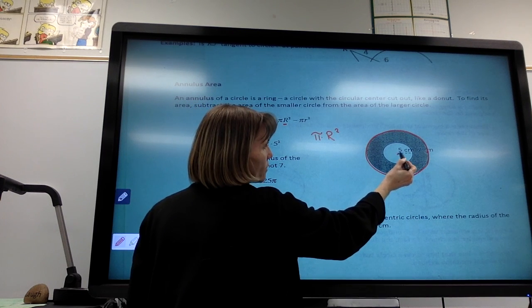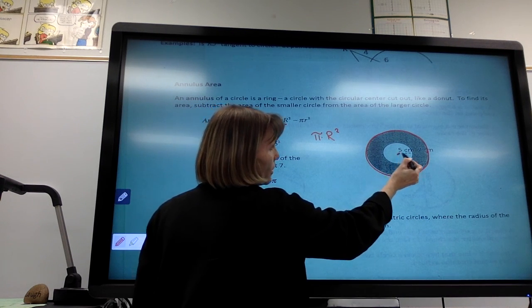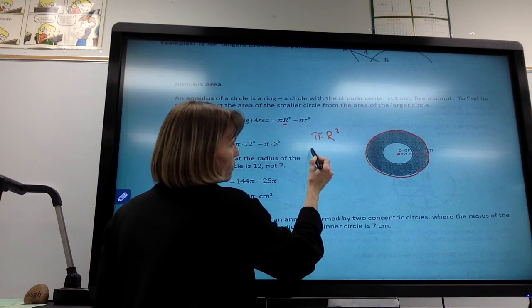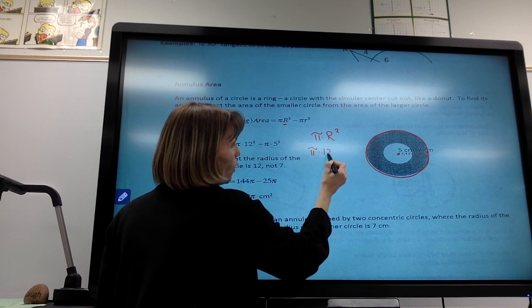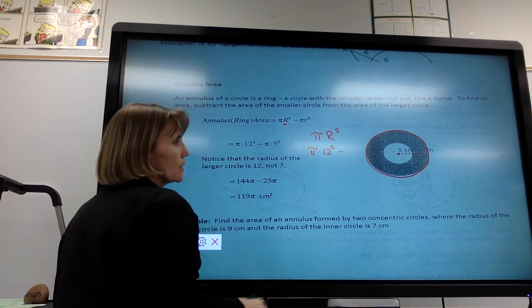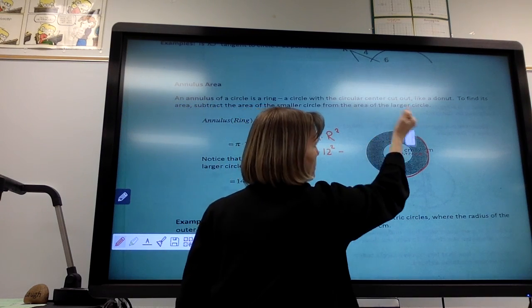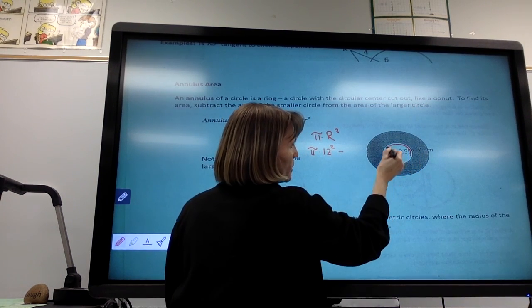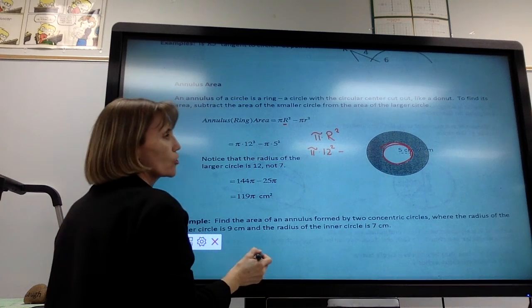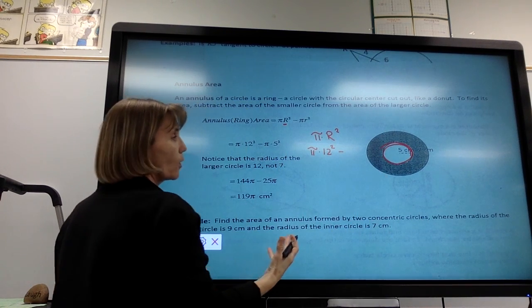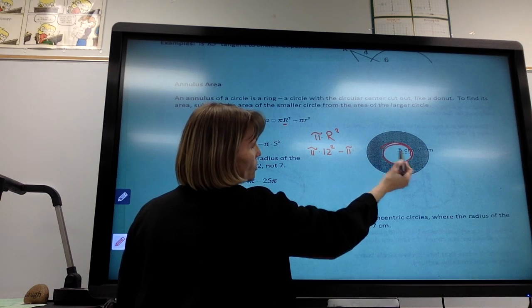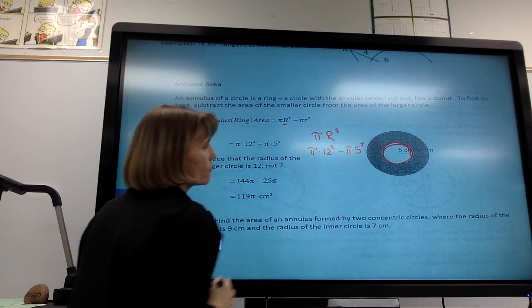Now, the radius of the big circle starts in the center here, and it goes all the way out to the outside. So we have to add those two distances together. So I'd say pi times 12 squared. And then minus, I'm going to subtract the area of this inside circle. I want to subtract this piece right here because it's cut out. It's not what I want. It's not shaded. So I'm going to say pi times the radius of just the inside piece, which is 5.